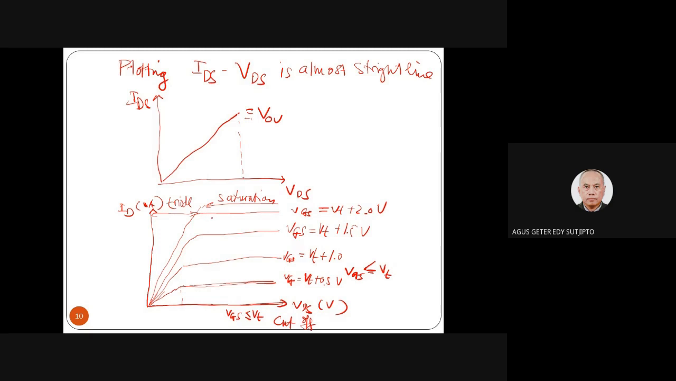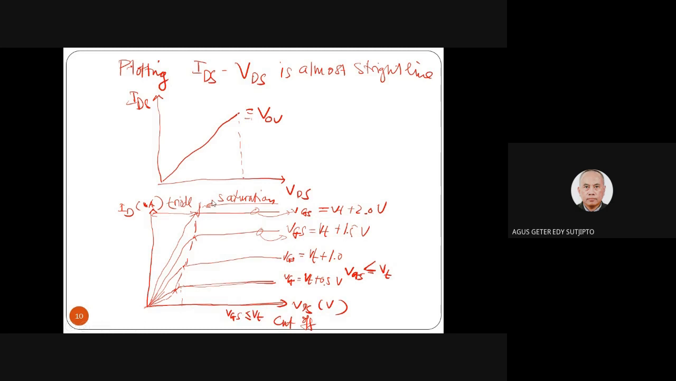So these are the three modes of operation of the transistor for the MOSFET: triode, saturation, and cutoff mode. For VGS equal to VT plus 2 volt, we use this graph. But for VGS equal to VT plus 1.5 volt, it is in this graph, for example. Then we have a border here between triode mode and saturation mode. We have this point, this point, this point. This is the border between triode and saturation.